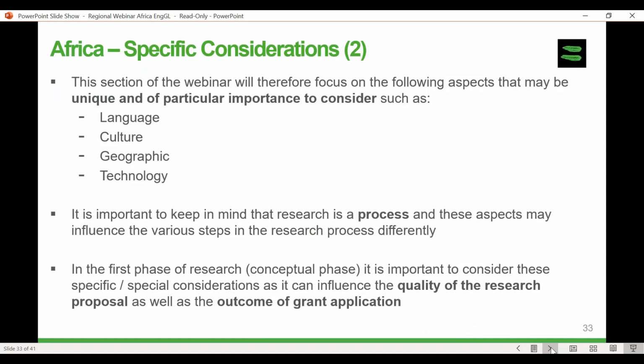So there are four aspects that I'm going to look at in terms of specific considerations. The first one will be language. I'll also look at culture, geographic location could be a consideration, and then also technology. Research is a process, and these aspects may influence the various steps in the research process differently. In the first phase of research, these aspects may influence the quality of the research proposal as well as the outcome of the grant application. Next slide, please.